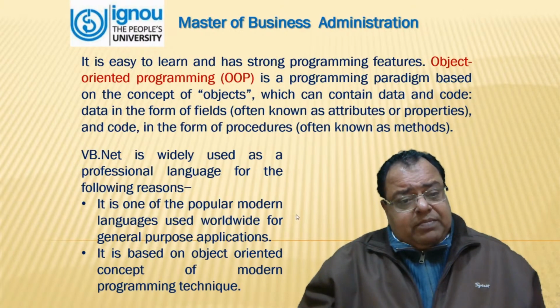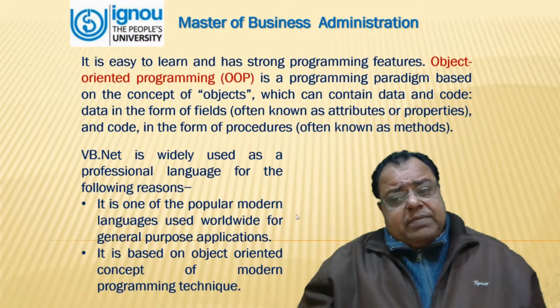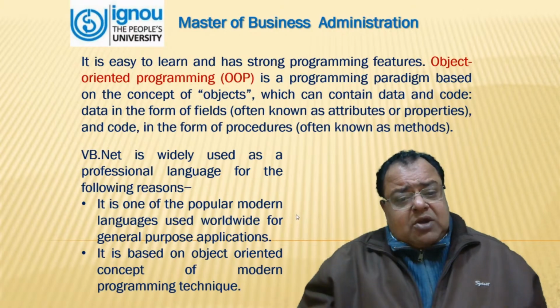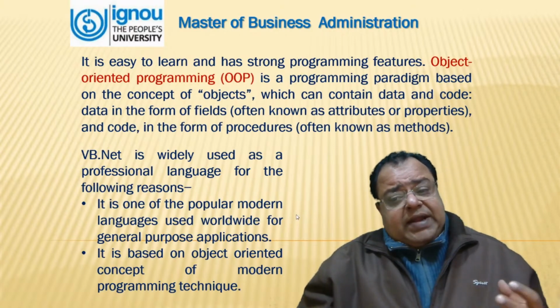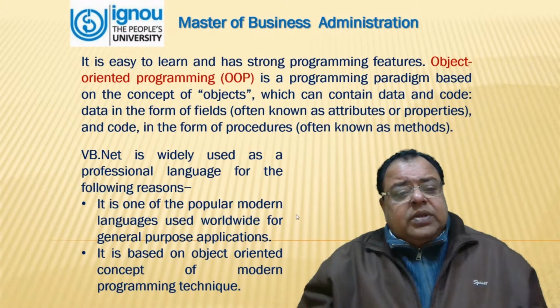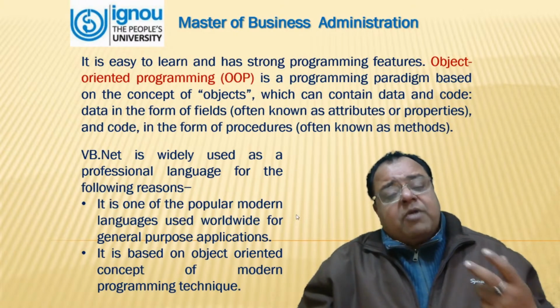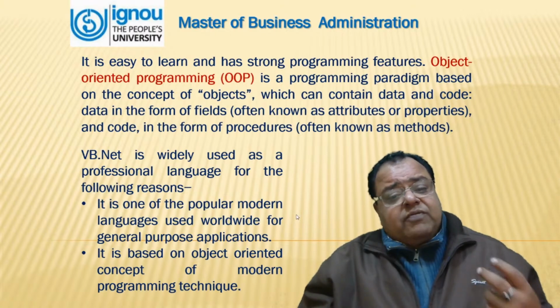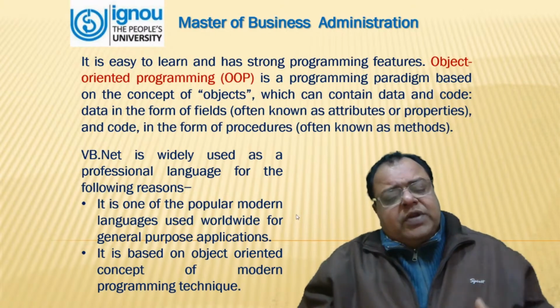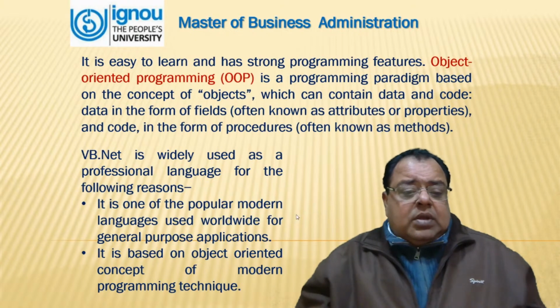Object-oriented programming, that is OOP, is a programming paradigm based on the concept of objects which can contain data and code. Data in the form of fields, often known as attributes or properties, and code in the form of procedures, which is often known as methods.